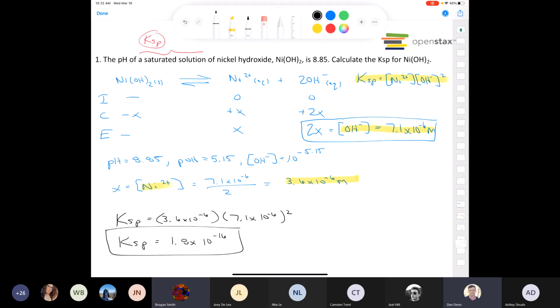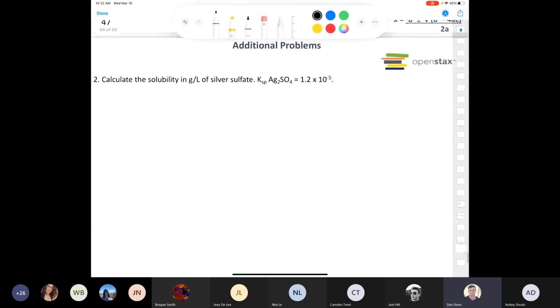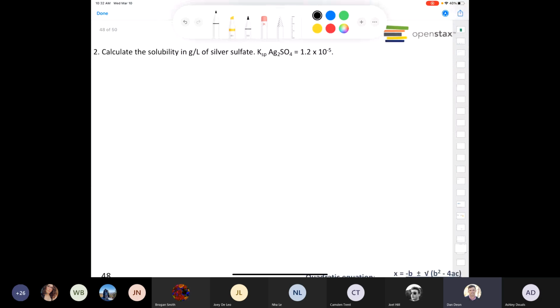All right. Wonderful. Excellent. Well, let's try another one. This is question number 2. This is from the additional problems. It just asks for the molar solubility in grams per liter, right? As long as you have it in moles per liter and you know the molar mass, of course you can figure out the solubility in grams per liter pretty quick. Okay, so we are given the KSP of silver sulfate, so let's go for it.